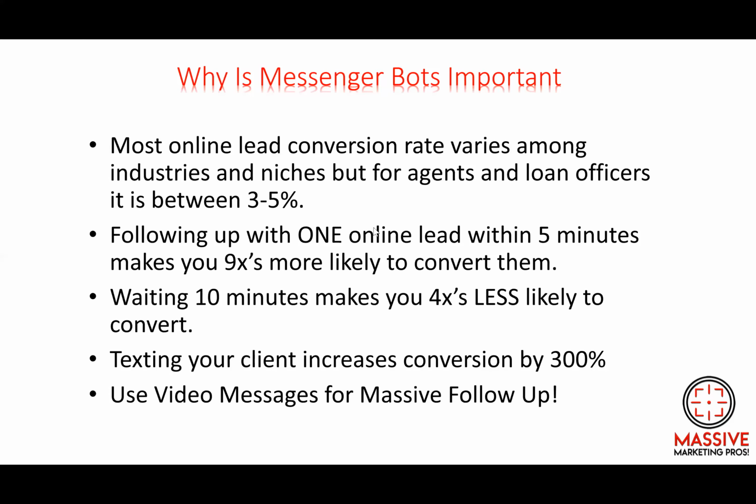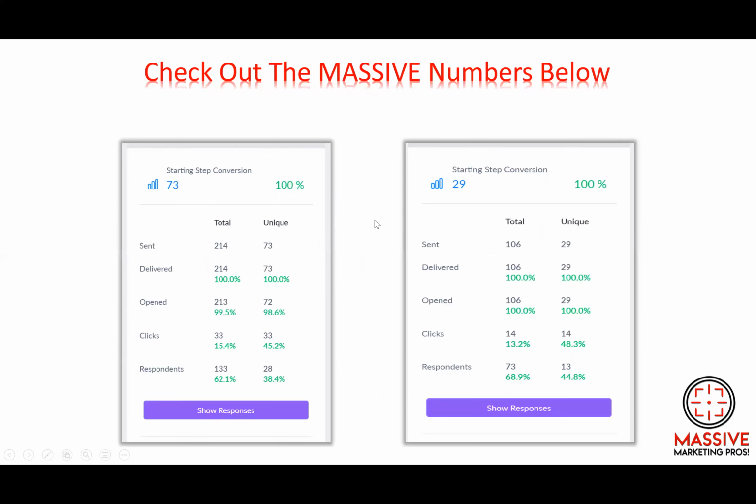Let's keep moving here. How we doing on time? All right. So here's some stats. Did I skip anything? No. Check out the massive numbers, right? So these are a couple different sequences that we have. You can see the open rates, right? So out of 214 leads, 100% deliverability rates, 99% open rates, 15% click rates, responsive, 62%, right? Same thing over here, similar, a little bit higher, right?